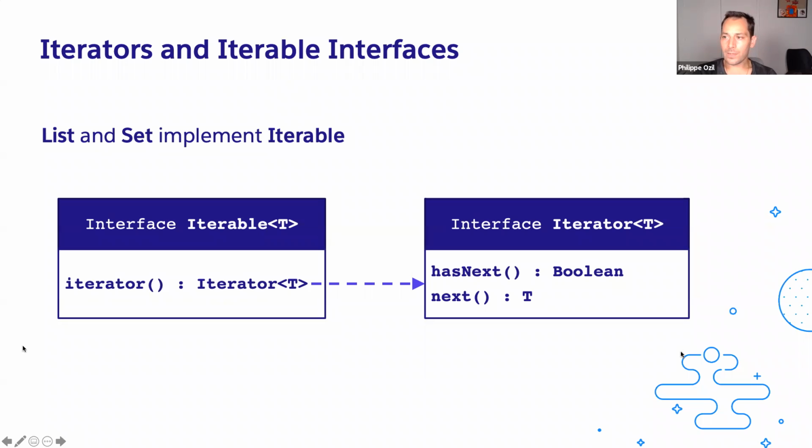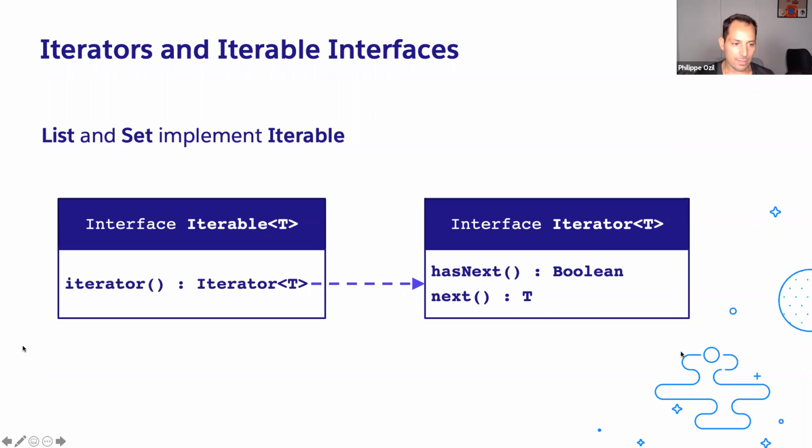I don't know if there are a lot of people in the audience who are familiar with that, but there is a way to iterate on a collection that's called an iterator. This is something that is not so often used in Apex, but it's actually super useful when you do Java, for example. The way this works is based on two interfaces: the Iterable interface and the Iterator interface. And as I mentioned earlier, there are two types of collections that use it: lists and sets.